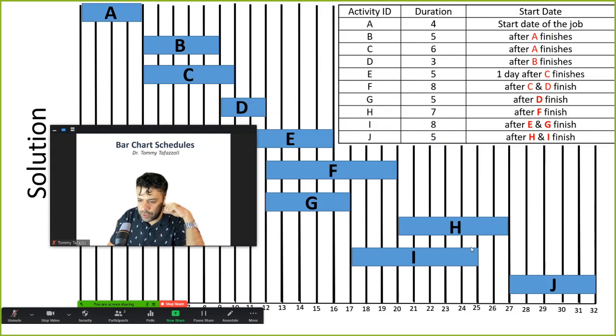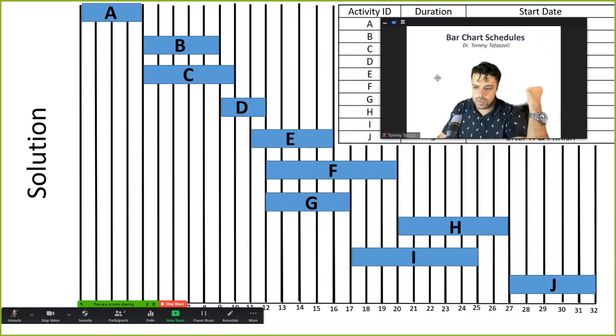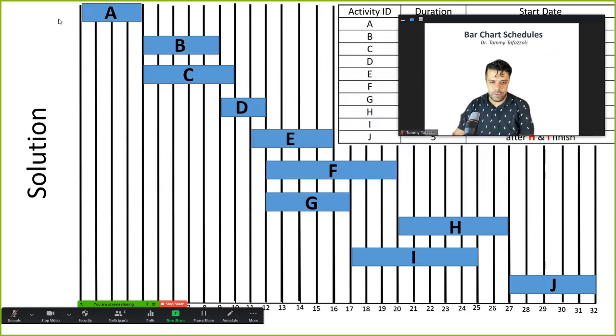H and I finish on different days, so the later of the two is what counts. And J will take 5 days. So this is how a bar chart is created. And if you can see, in the first 4 days, A is the only activity in progress.